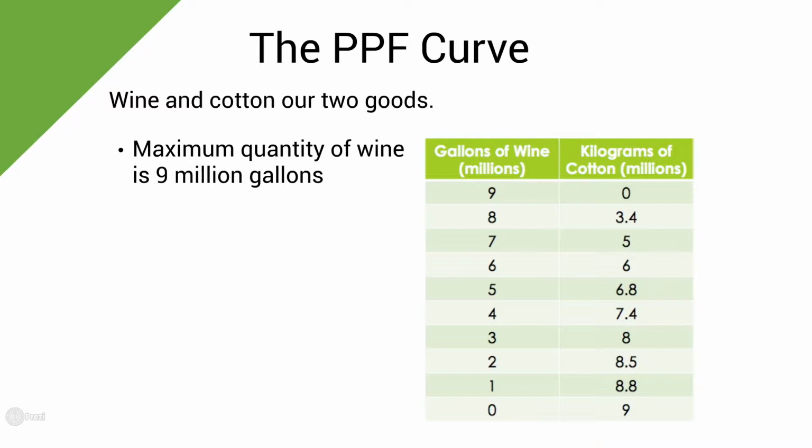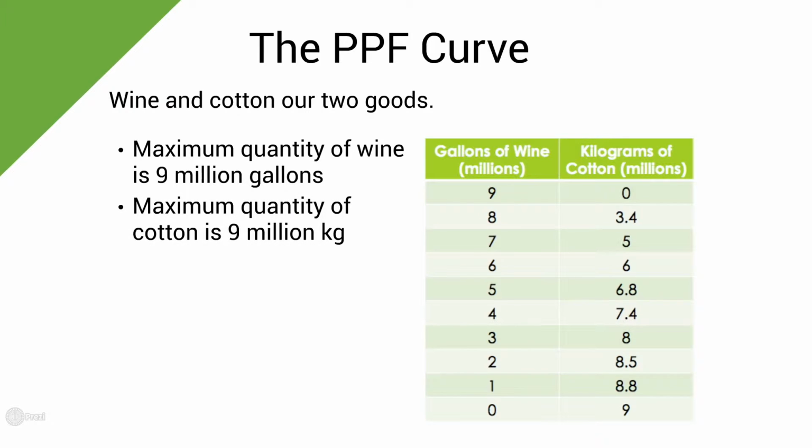We can also look at the maximum amount of cotton that we can produce, which is 9 million kilograms of cotton. In order to produce 9 million kilograms of cotton, all of the resources in the economy must be put into cotton production. And when 9 million kilograms of cotton is produced, 0 million gallons of wine is being produced. However, we don't have to just put our resources into producing one good. We can put some of the resources in producing wine, some into producing cotton.